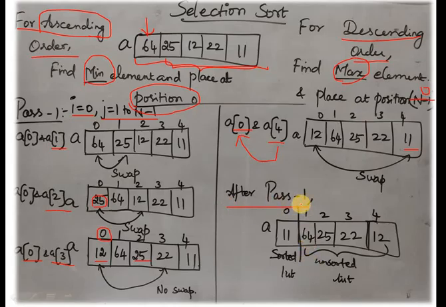So now we have one element in the sorted list. So 11 is placed in the right position. Afterwards it is not necessary to check this 11 with all other elements. Already we have checked this element with all other elements, so this is the minimum element. That's why we have placed this element in the 0th position. So this is the sorted list and this is the unsorted list. 4 elements are in the unsorted list.